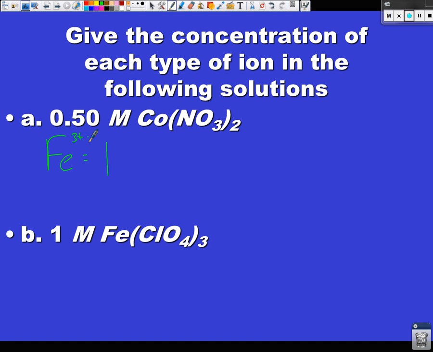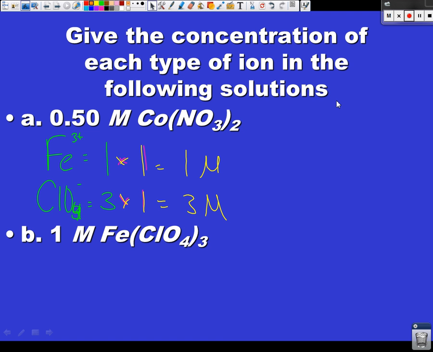Okay. So we've got one cation. How many anions do we have? Got 3. We multiply it by the original concentration, which is 1. Can y'all see that color? 1, 1. So it's 1 molar, and this one is 3 molar. Does that make sense? We good with this? It's a very simple concept, right? Don't overcomplicate it.